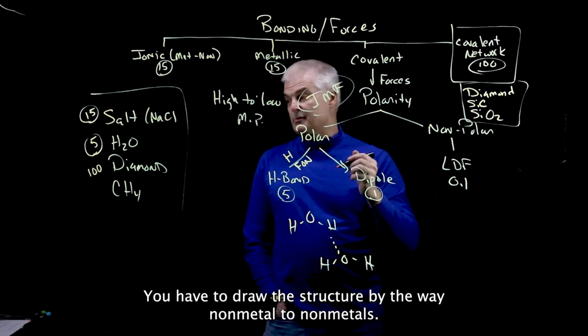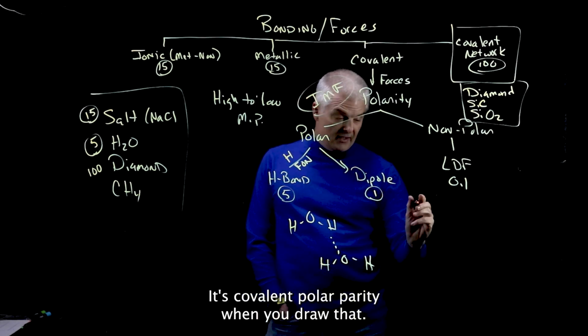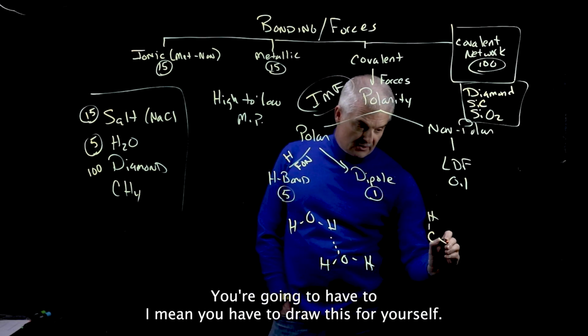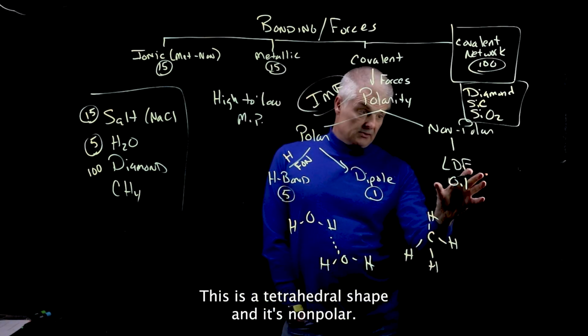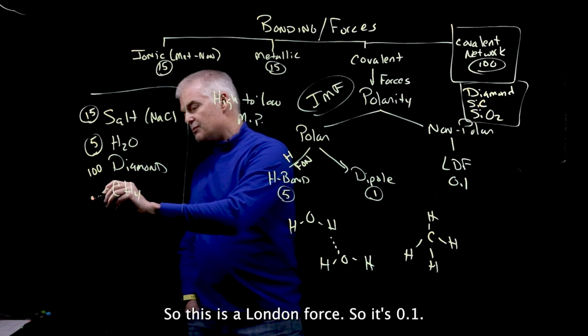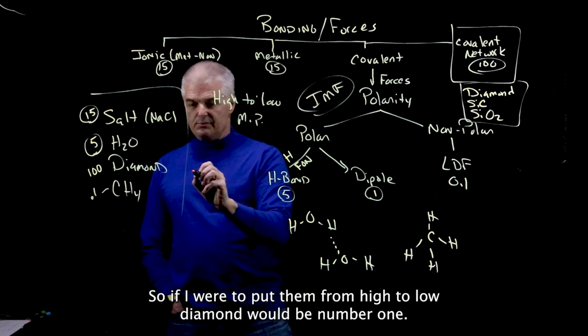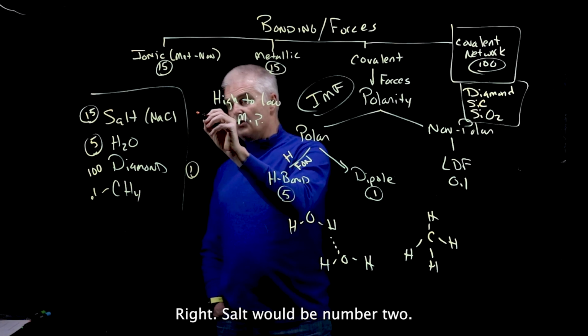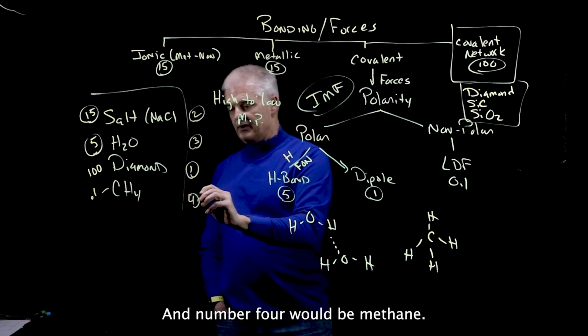And then methane, CH4, is methane. You'd have to draw the structure, by the way. Nonmetal to nonmetal, so it's covalent. Polarity: when you draw that, I'm going to just draw it because I know this, but you have to draw this for yourself. This is a tetrahedral shape, and it's nonpolar. So this is a London force, so it's 0.1. So if I were to put them from high to low, diamond would be number 1, salt would be number 2, number 3 would be water, and number 4 would be methane.